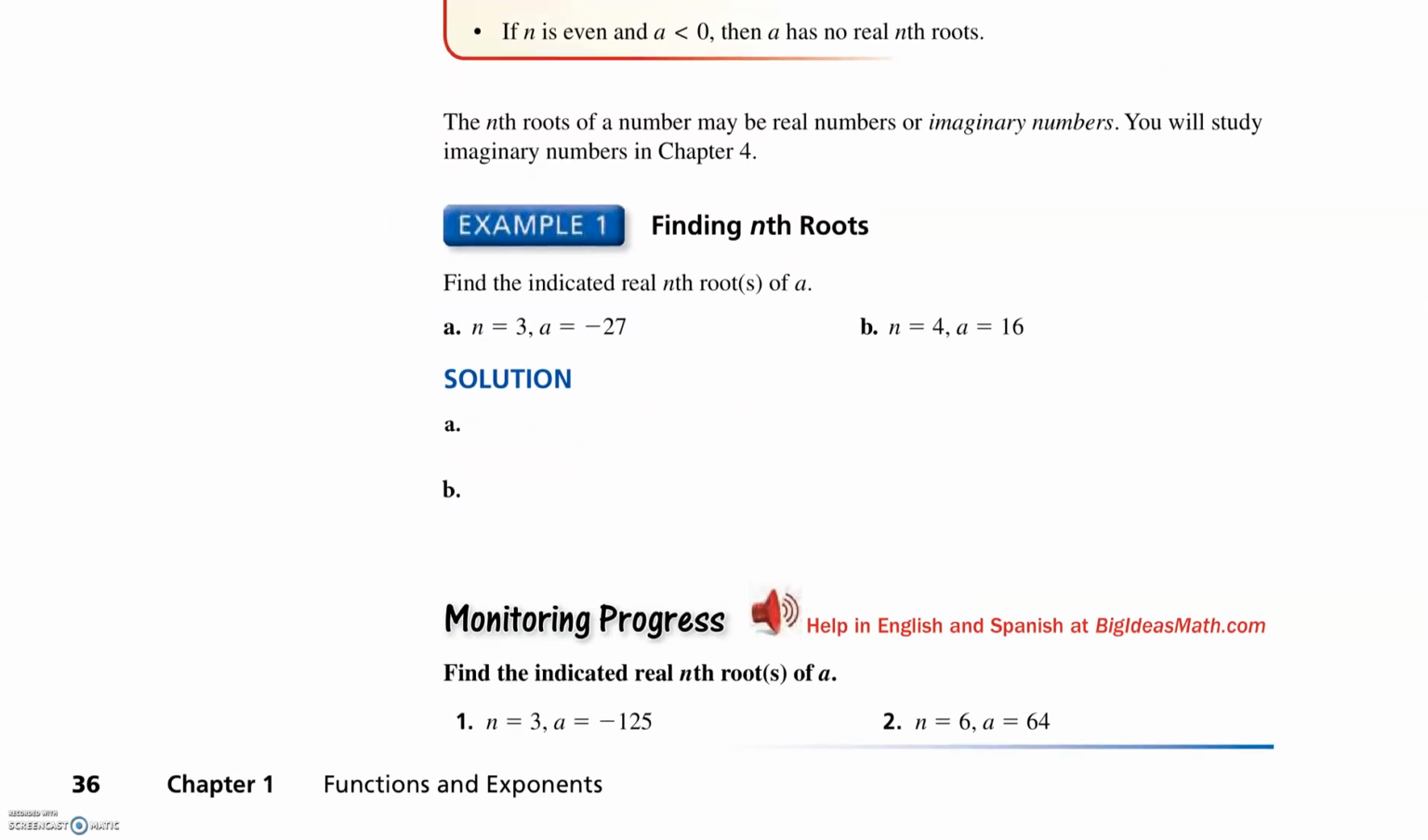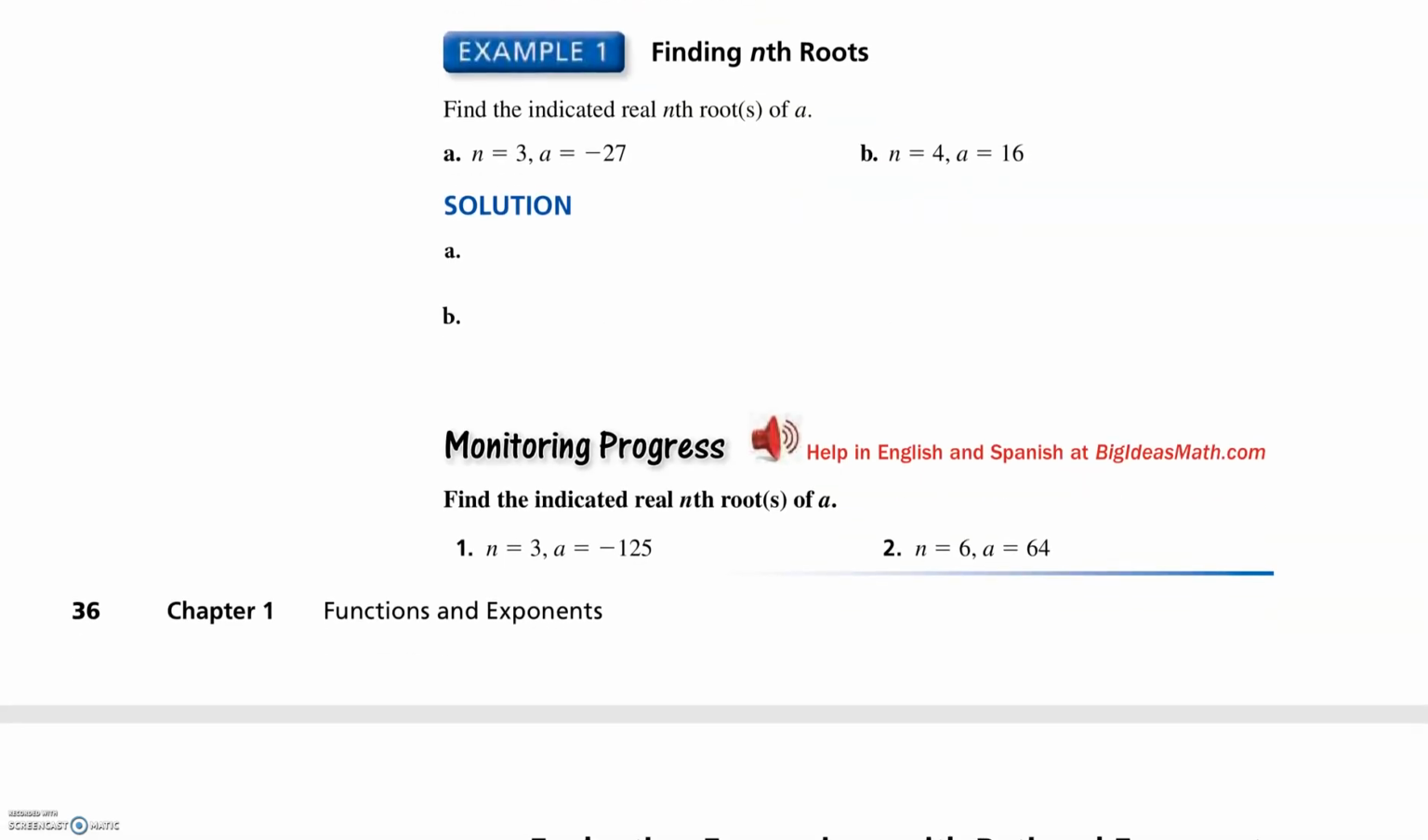All right. Let's do a couple examples. So we're going to look at example 1. We're going to find the indicated real nth root, or roots, of a. So in part A, we're looking for a number that when I raise it to the third power creates -27. And there's only one of those. It's going to be -3. We're looking for the cube root of -27. There's only one. It's -3.